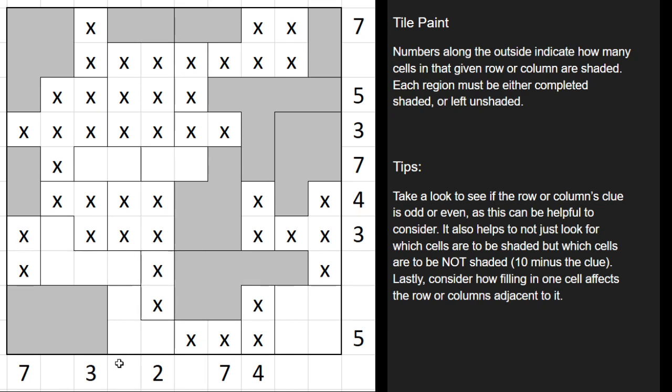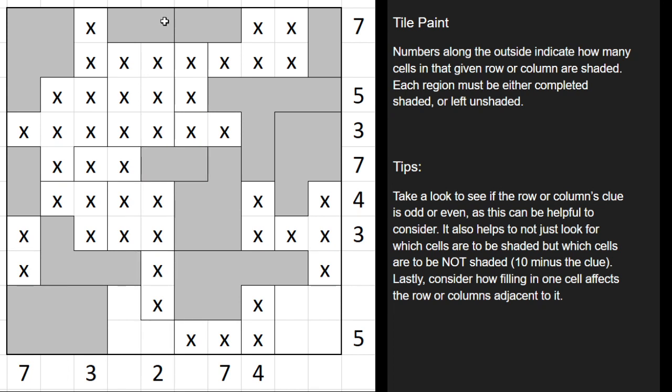Okay. And now this 3 row needs 1 more shaded cell. We only have 1, 2. There's 1 left. So that must be shaded in, which would then shade in the rest of that region. Solving this 3, making this cell no longer shaded. Those 3 unshaded cells solves the 7, because 10 minus 7 is 3. 3 cells must be unshaded, making the rest all shaded.